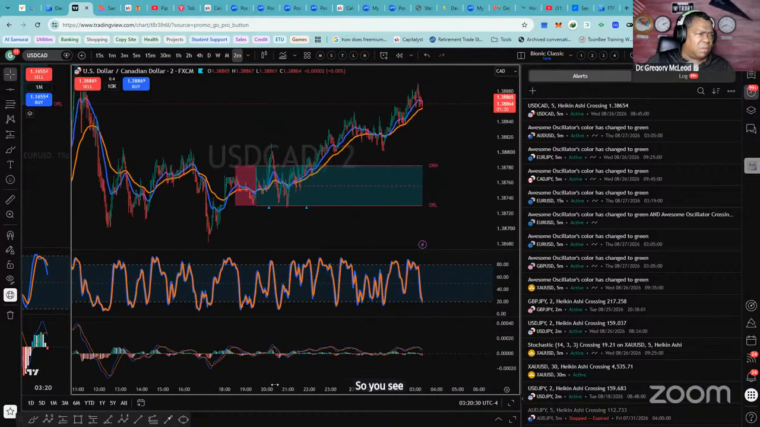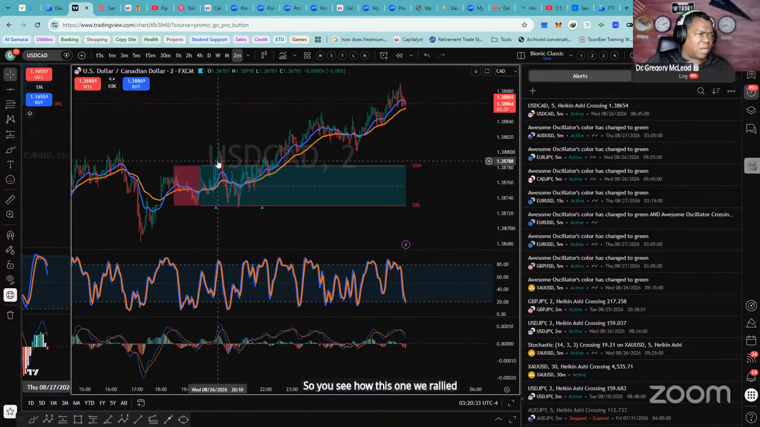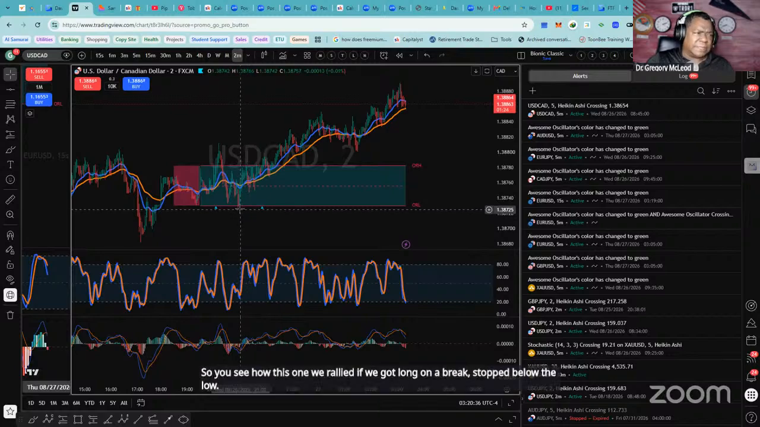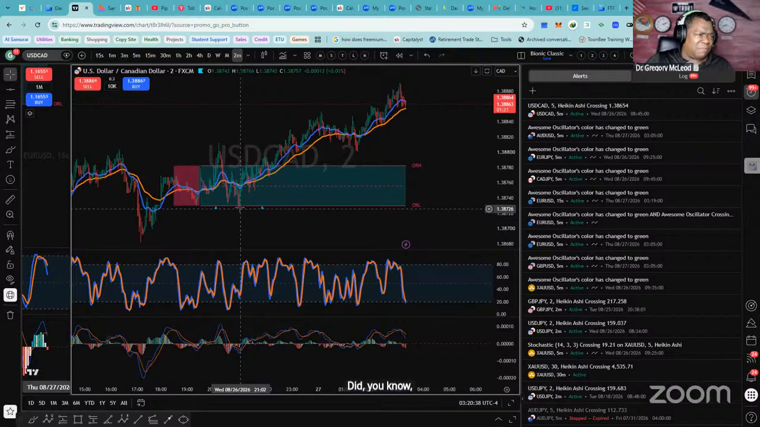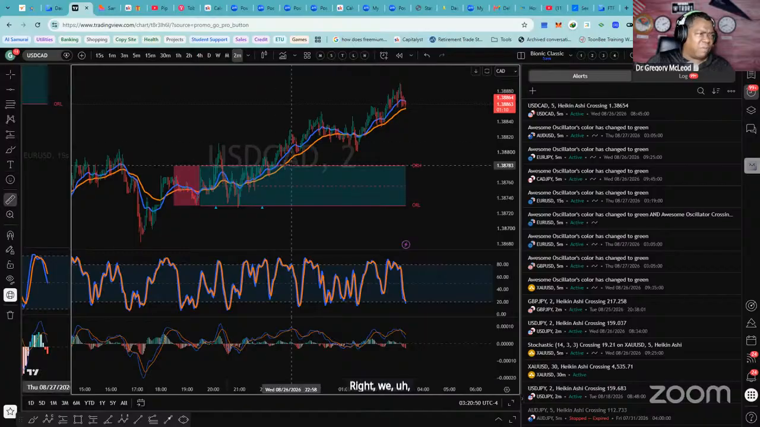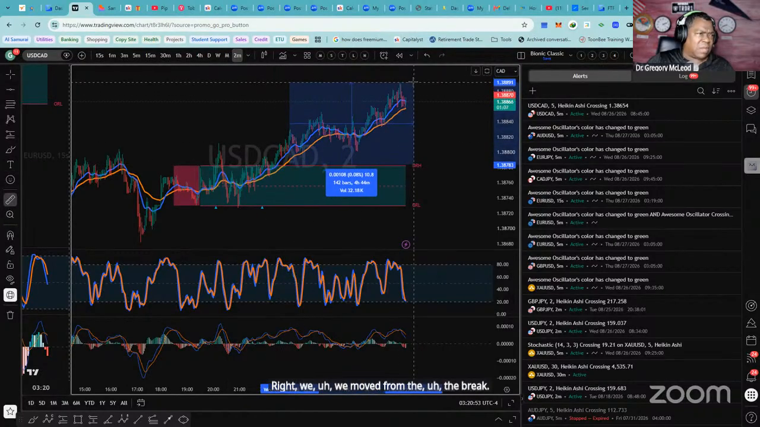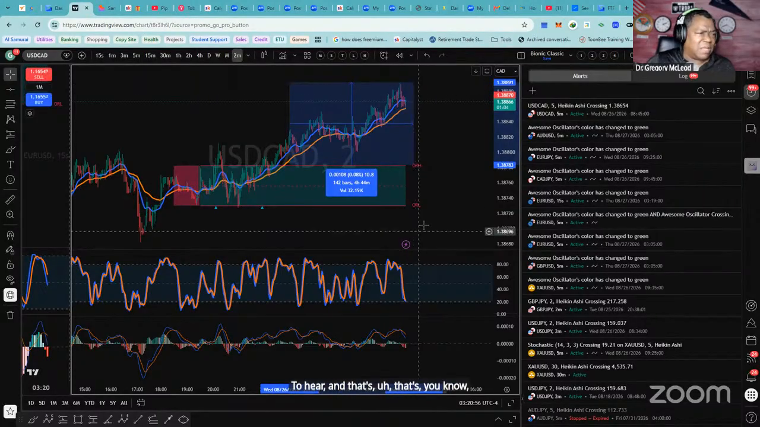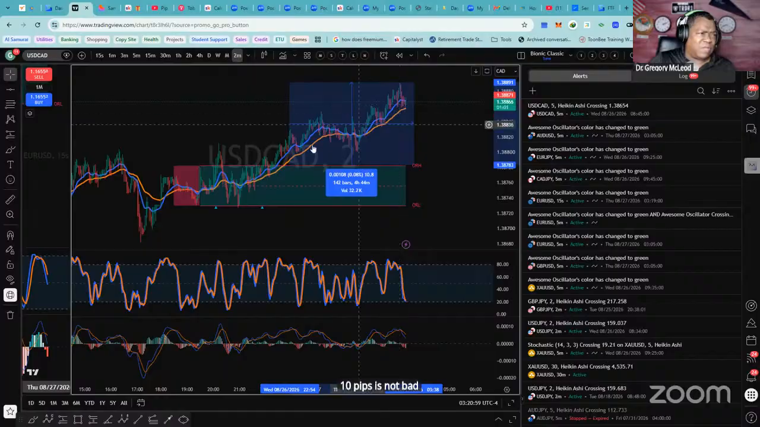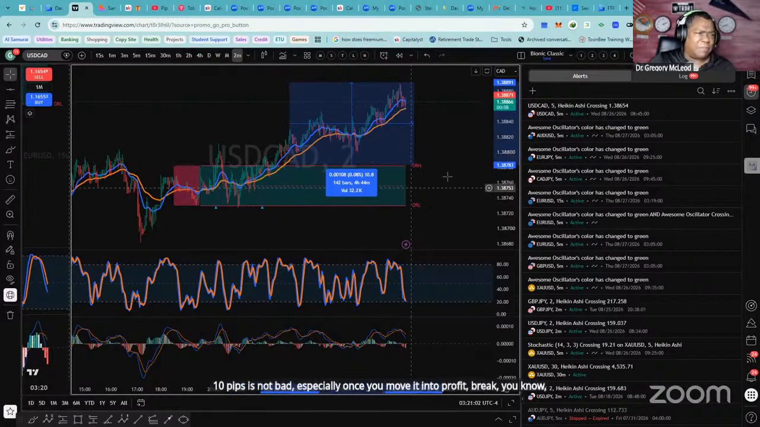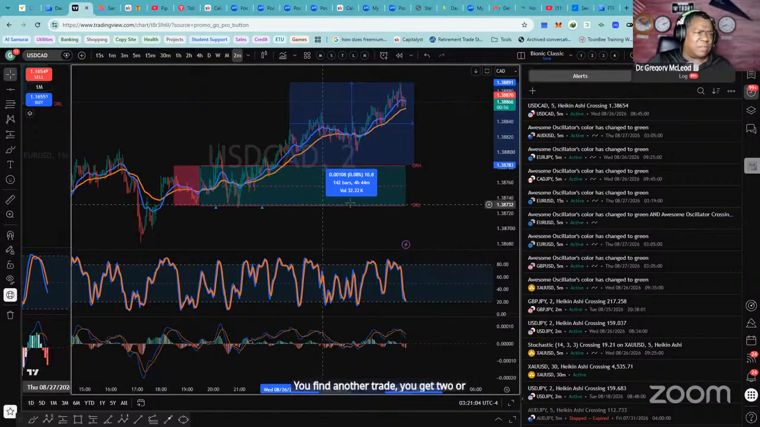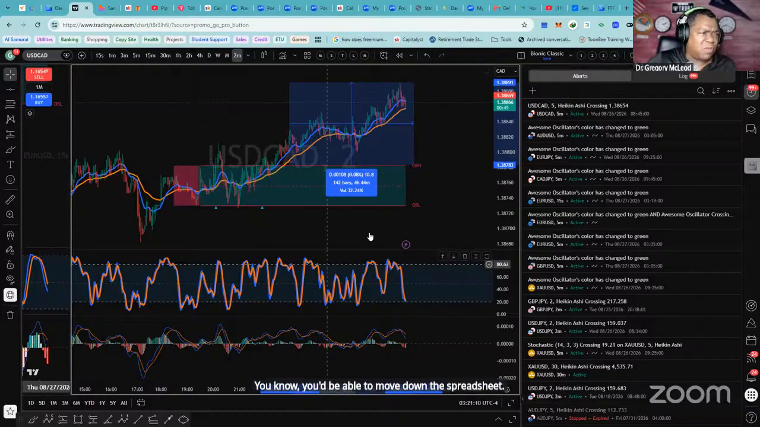So you see how with this one, we rallied, we got long on a break, stopped below the low, it itched a little bit. Maybe we were stopped out, but if we were stopped out, we would re-enter, and then it just moved up a tremendous amount of pips. We moved from the break to here, and that's 10 pips. 10 pips is not bad, especially once you move it to a break-even stop. You find another trade, you get 2 or 3 of these going, then you'll be able to move down the spreadsheet. Okay. Any questions on that?